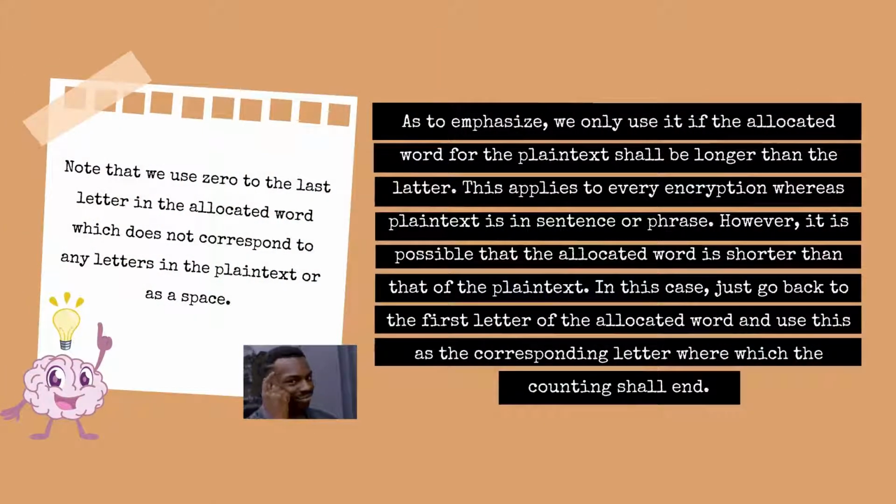Please note that we use 0 for the last letter in the allocated word, which does not correspond to any letters in the plain text, or as a space. To emphasize, we only use it if the allocated word for the plain text is longer than the latter. This applies to every encryption, whether the plain text is a sentence or phrase.